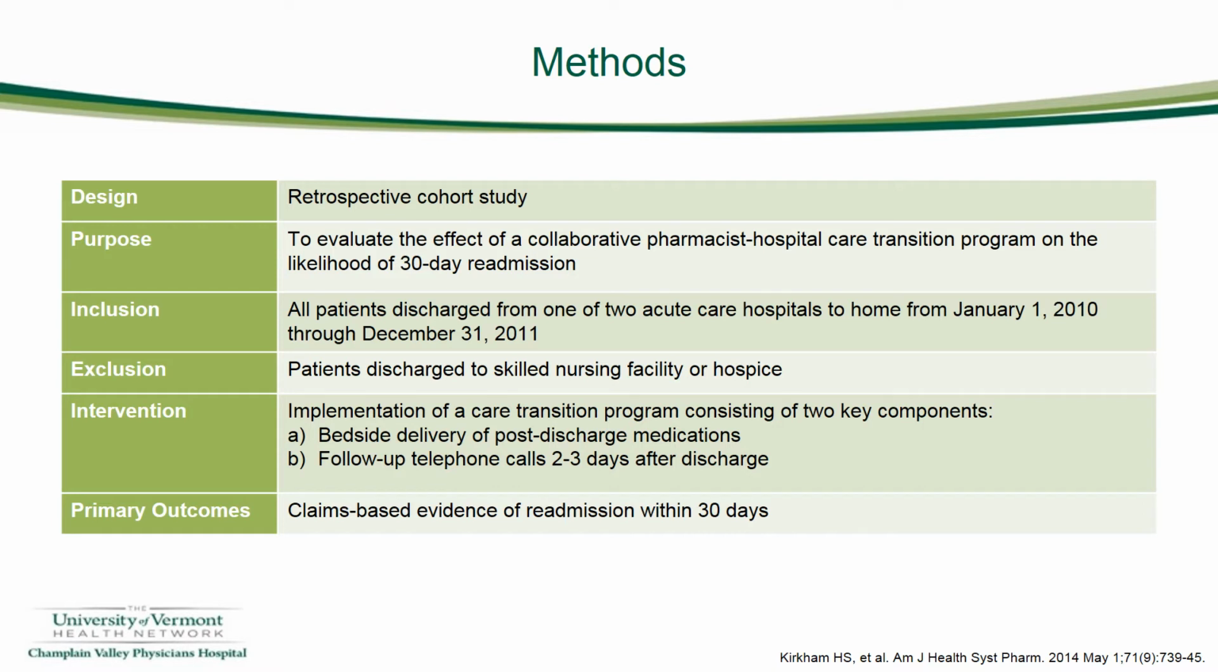Looking at the interventions, the pharmacist hospital care transition program consisted of two main components: A, bedside delivery of any discharge medications upon patient discharge, and B, follow-up telephone calls made by a pharmacist 2 to 3 days after discharge. And the primary outcome was claims-based evidence of readmission within 30 days.